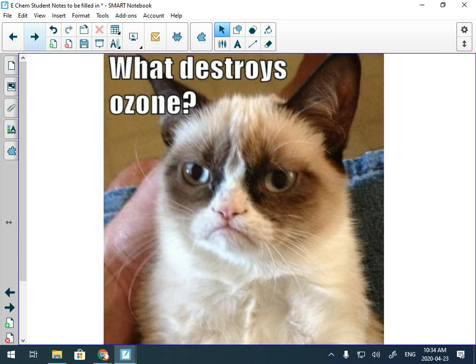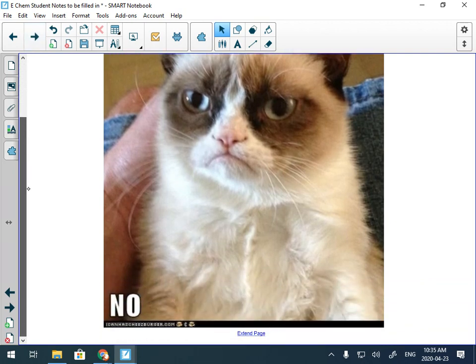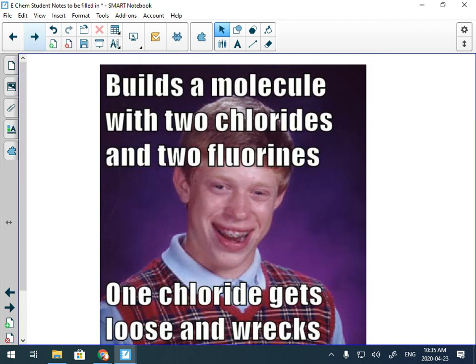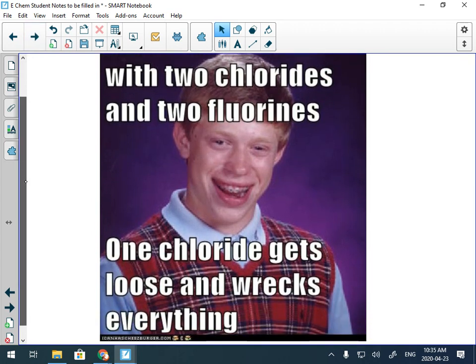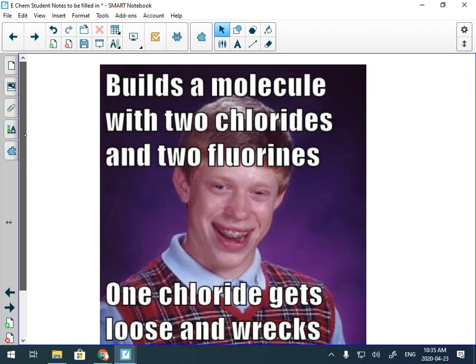Okay, so what destroys ozone? Okay. So it builds a molecule with 2 chlorines and 2 fluorines. Yeah, that's right. If a chlorine gets out, it wrecks everything.